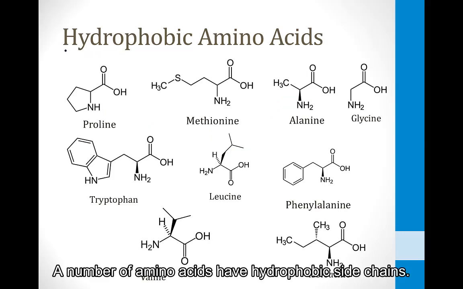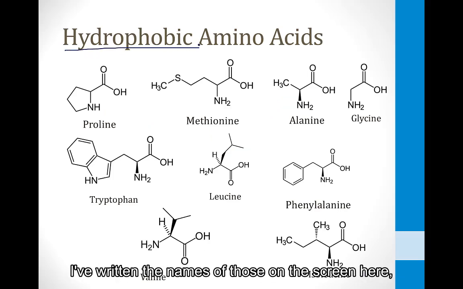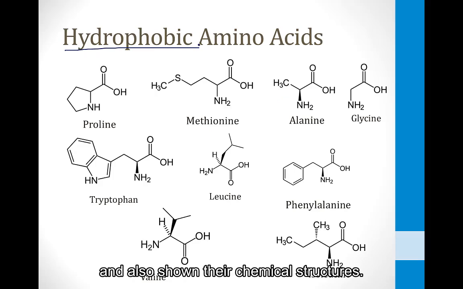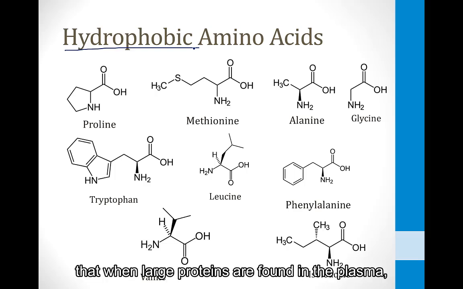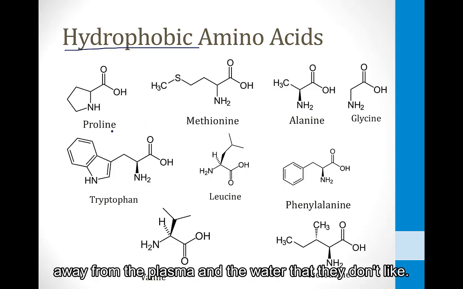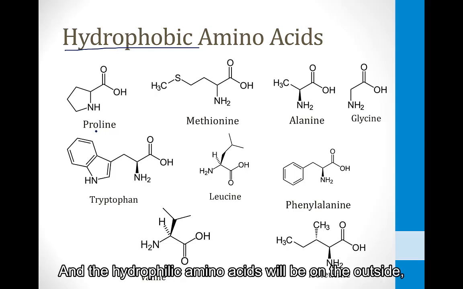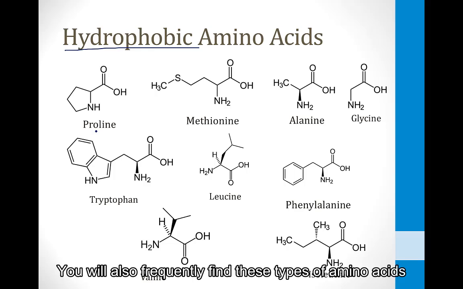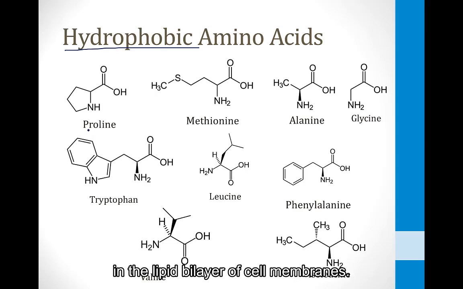A number of amino acids have hydrophobic side chains. I've written the names of those on the screen here and also shown their chemical structures. It's very low yield to memorize all of these, but you should recognize that when large proteins are found in the plasma, these types of amino acids will be at the center, away from the plasma and the water that they don't like, and the hydrophilic amino acids will be on the outside coming into contact with water. You also frequently find these types of amino acids in the lipid bilayer of cell membranes.